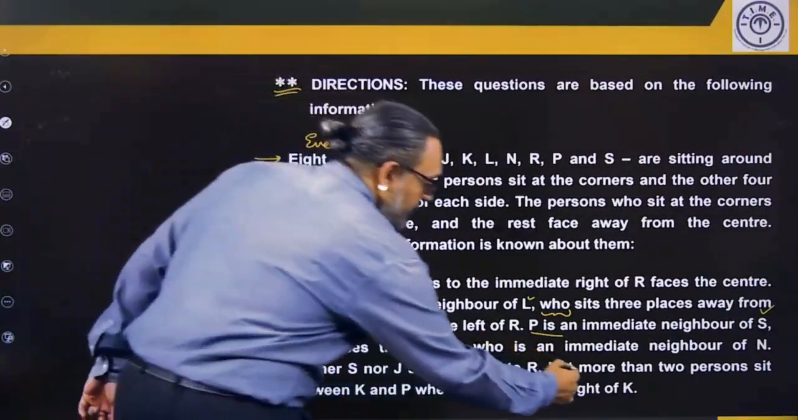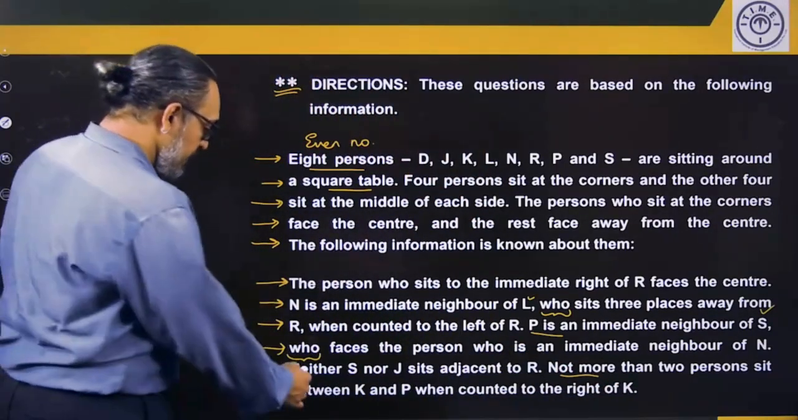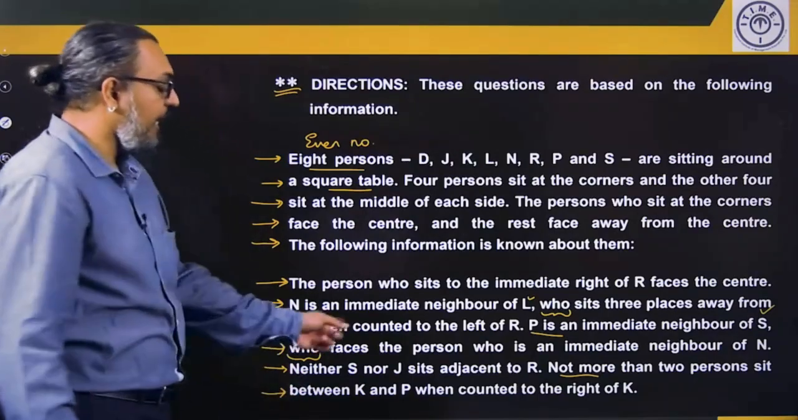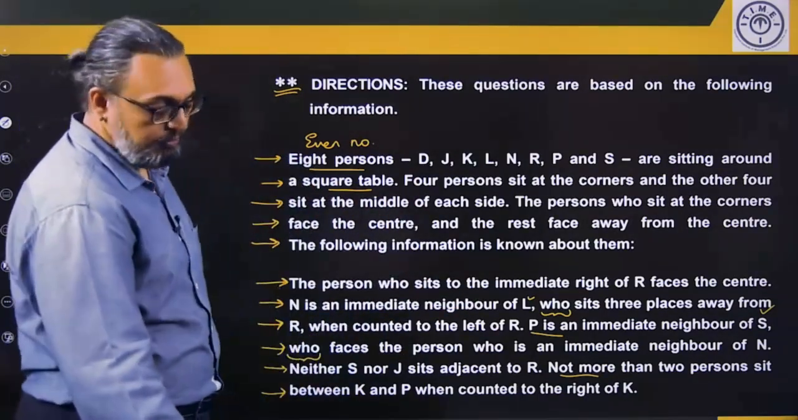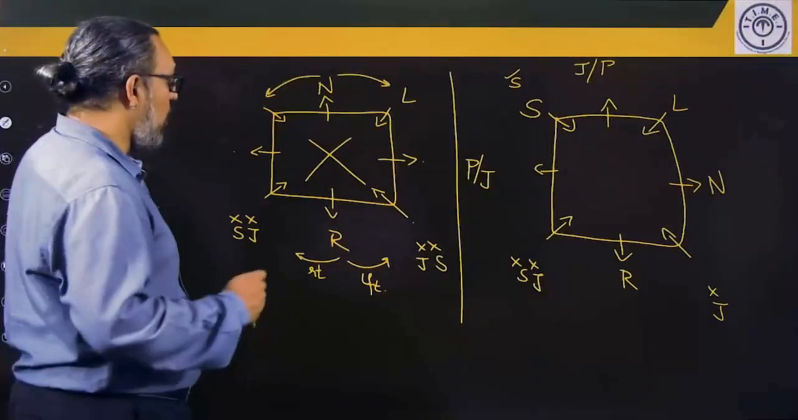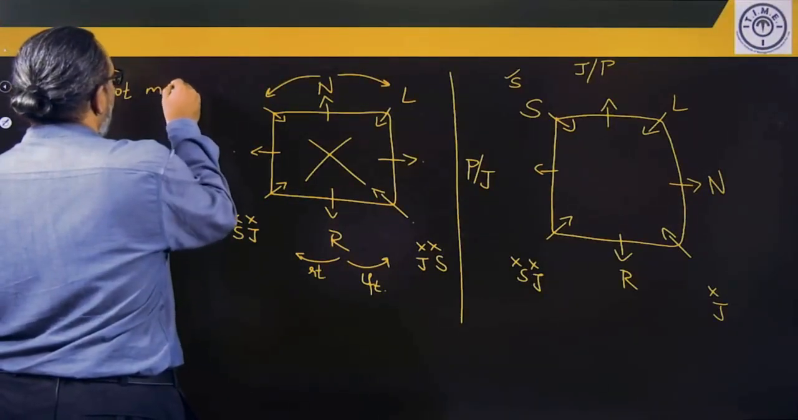Then what further we have? Yes. Now, he says not more than 2 persons sit between K and P when counted to the right of K. Okay. Not more than 2. How do you understand not more than?